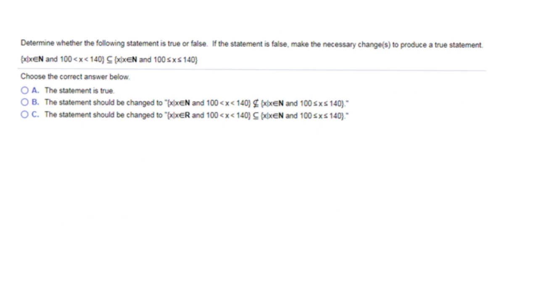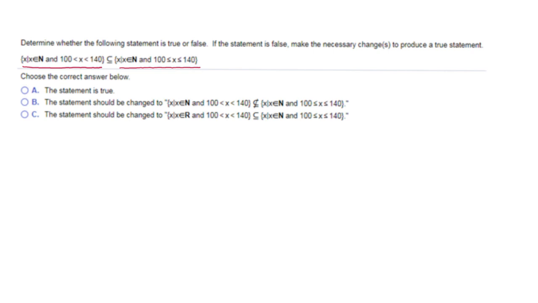Determine whether the following statement is true or false. If the statement is false, make the necessary change or changes to produce a true statement. All right, so we have the first set, which says x is a natural number and 100 is less than x, which is less than 140. And they're saying that this is a subset of the second set. The second set is x is a natural number and 100 is less than or equal to x, which is less than or equal to 140.